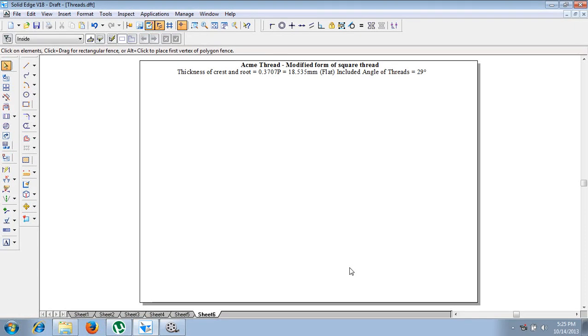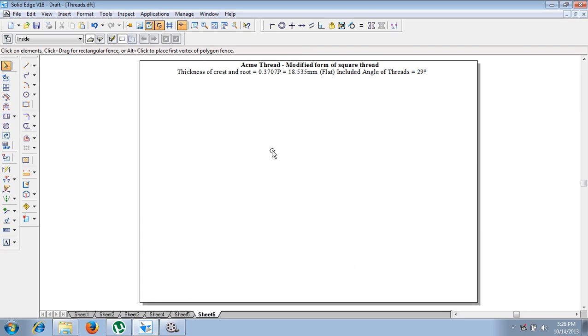Next we shall discuss how to construct the modified form of a square thread that is called the Acme thread. Now here the thickness of crest and root are 0.3707p. Let us assume the pitch value as 50 mm, which we calculate as 18.53 mm. Now it is always flat and the included angle between the two consecutive threads is always 29 degrees.